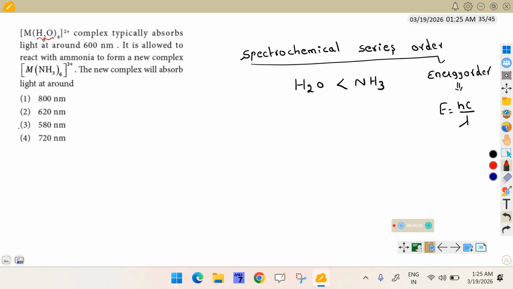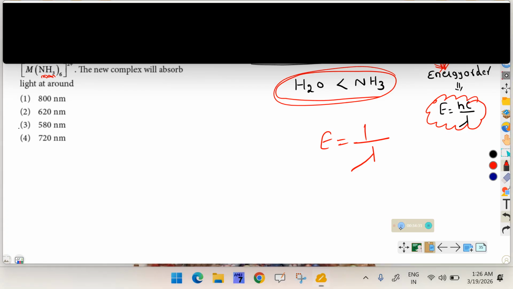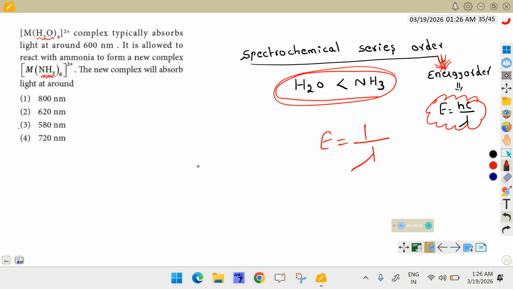Here the ligand is H2O. In this complex the ligand is NH3. We know that NH3 is a strong ligand compared with H2O. This is the spectrochemical series order. Spectrochemical series order, energy order both are the same. We know that energy E equals hc by lambda. Energy is inversely proportional to wavelength. Energy increases, wavelength decreases. So from H2O to NH3, energy increases, so wavelength decreases. Third option is the correct option.